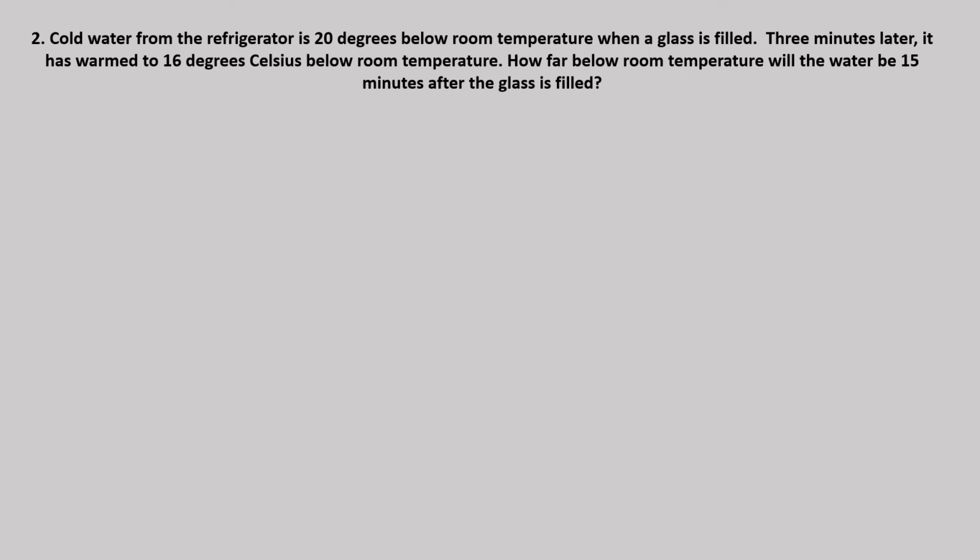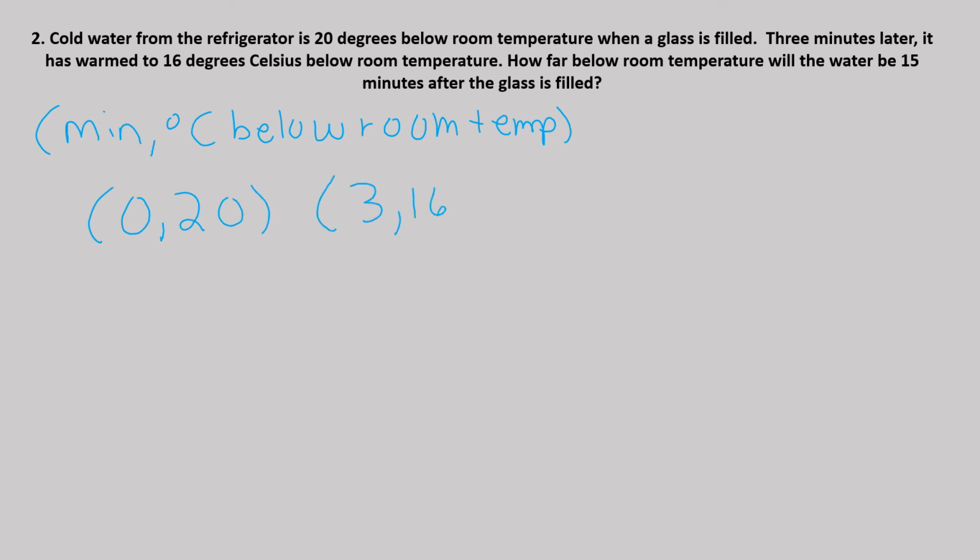And here's our final problem. Cold water from the refrigerator is 20 degrees below room temperature when a glass is filled, but 3 minutes later, it has warmed to 16 degrees Celsius below room temperature. How far below room temperature will the water be 15 minutes after the glass is filled? You should be able to recognize that once again we have two ordered pairs in a way that minutes is the x and degrees Celsius below room temperature is our y. So we have (0, 20), and we also have (3, 16).